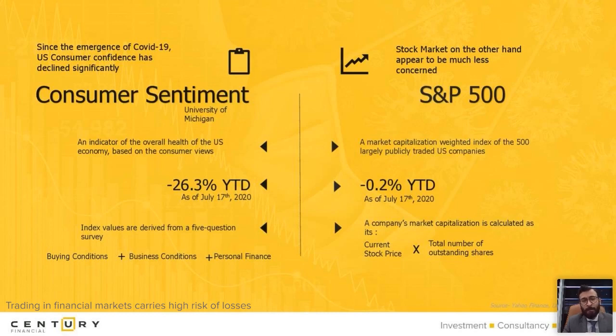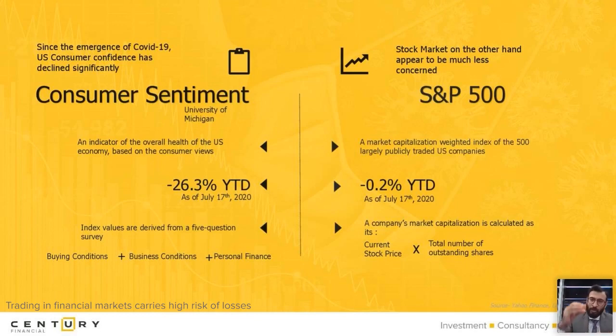But till July, the consumer sentiment was down by 26%. And what are the questions in the survey? How are the buying conditions? How are the business conditions? Are you getting enough personal finance or not? This is the consumer sentiment survey, and it's very renowned US data. And that number is down by 26%, which means it's low.